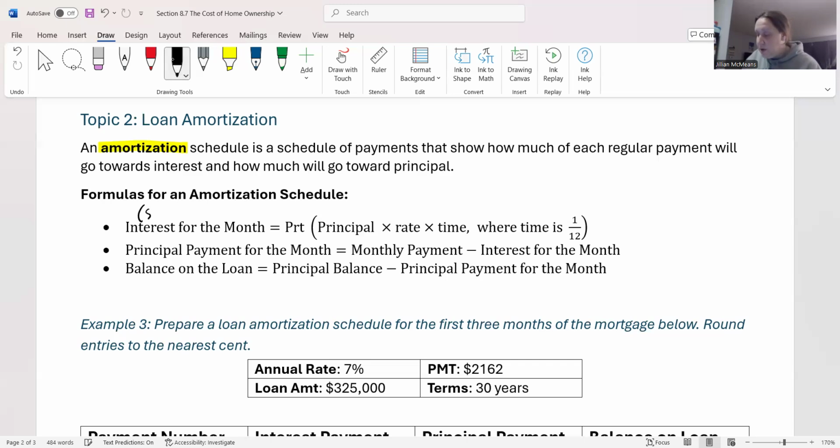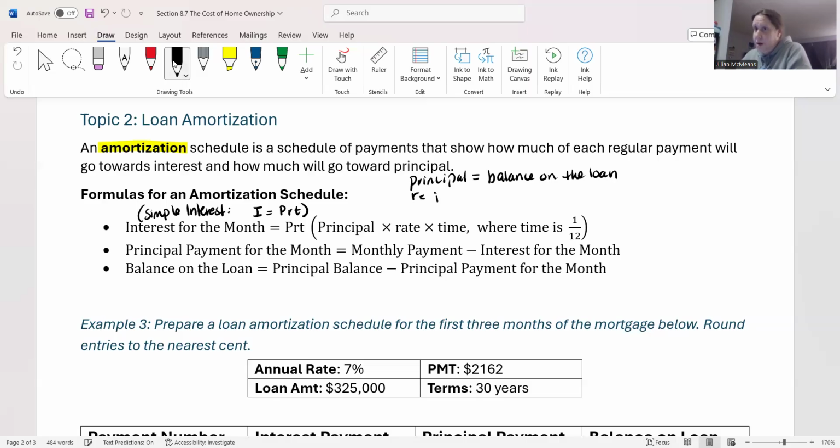So remember, for simple interest, we had that I was equal to PRT. I for interest, P for principal, R for interest rate, and T for time. So when we're talking about these components here, principal is going to be changing. Principal is always going to really just be the balance on the loan. For each payment that we look at, the principal amount is going to change. This is going to be the balance on the loan. R is still just going to be the interest rate.